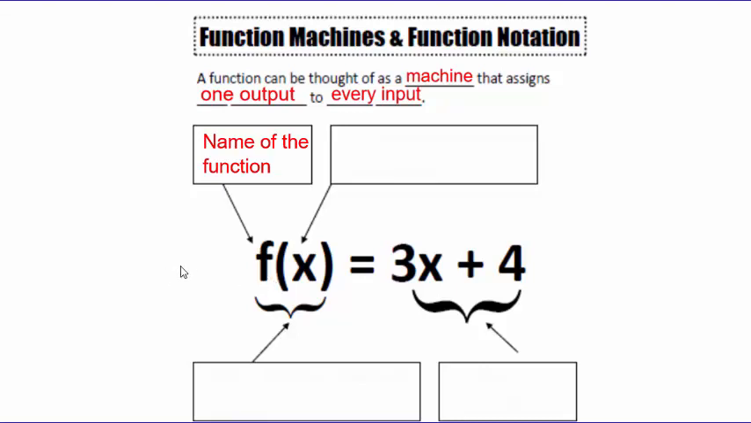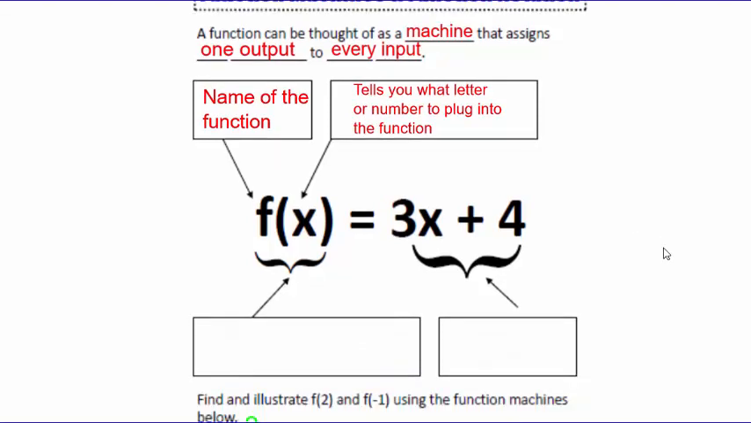The next part that we're going to be looking at in our notation is the x. So the x, or whatever is in parentheses, tells you what letter or number to plug into the function. So we could plug in the number 5, and if that was the case, we would put 5 in parentheses.